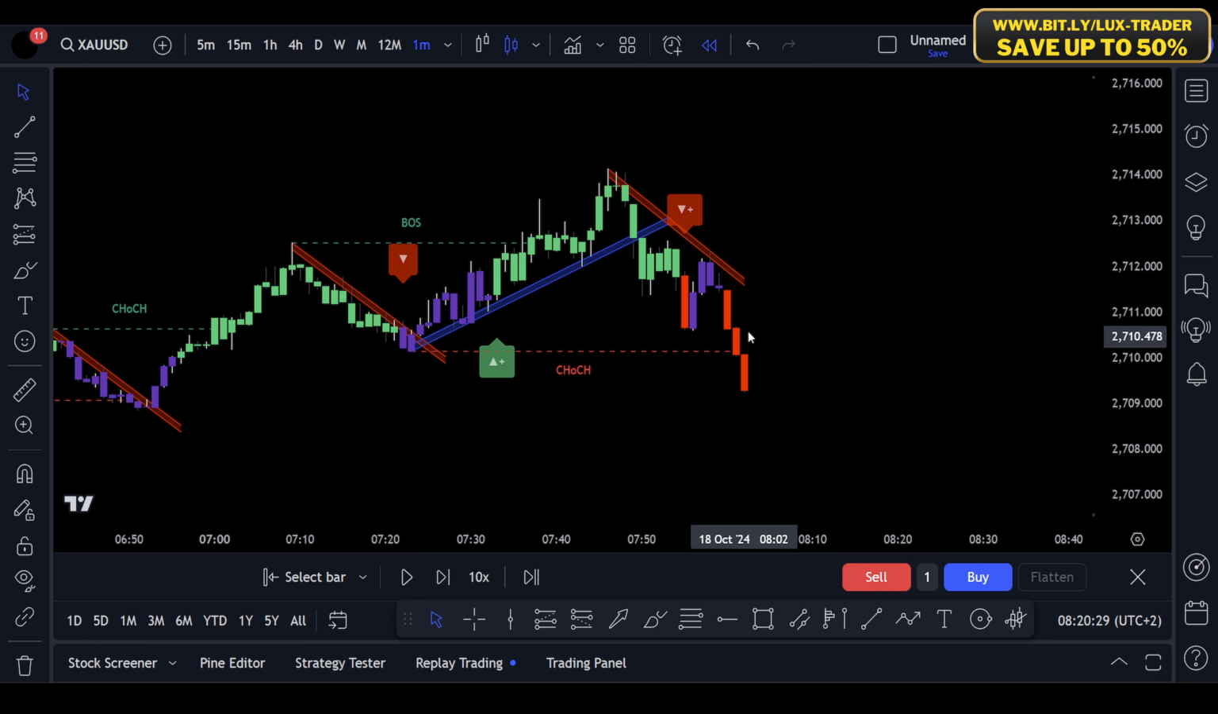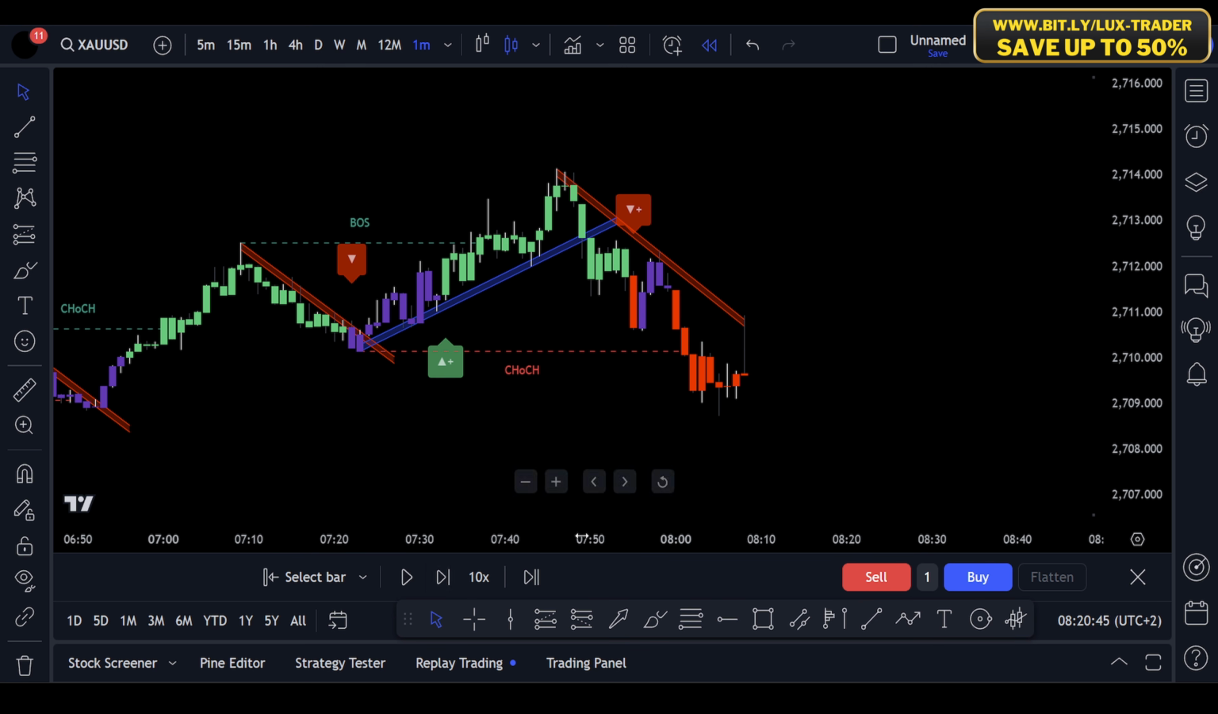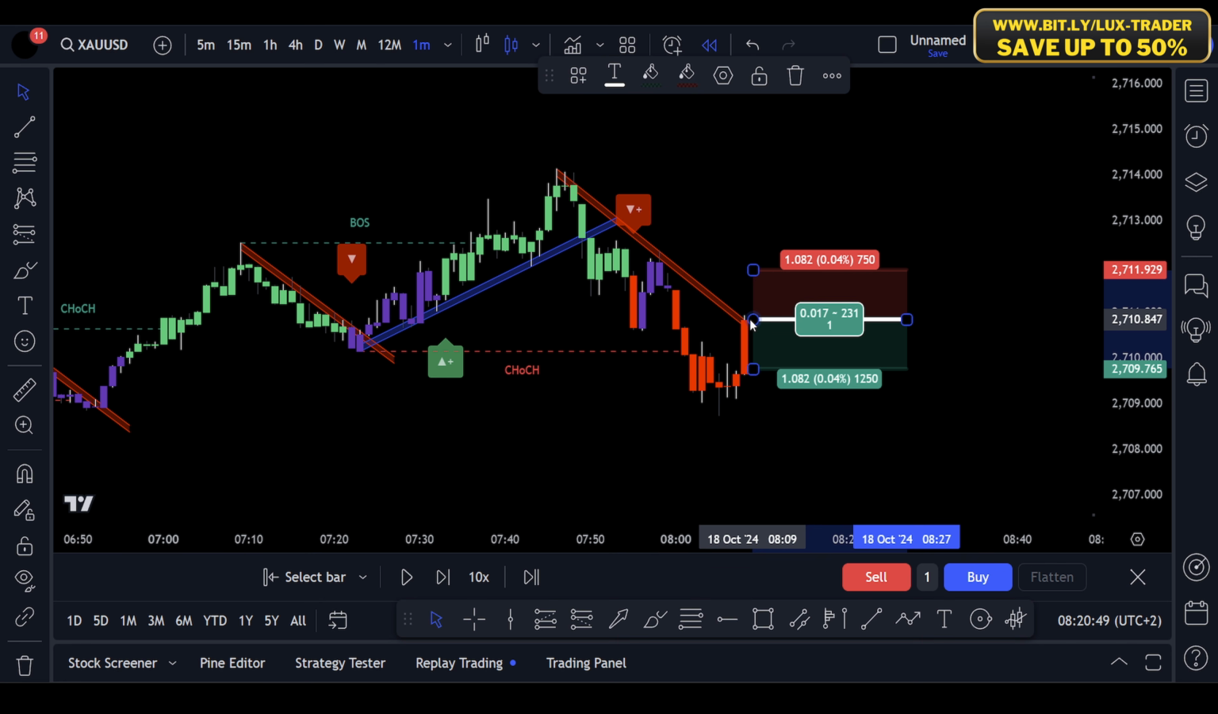Remember, we said we want to make sure the price at the candlestick where all conditions align isn't too far away from the current trend line. If it is, it's better to wait for a pullback into the trend line before entering. Currently, we're far away from the trend line, so we're waiting for a pullback. At this candlestick, the price pulled back into the trend line, so we're going to place a sell order just right here.